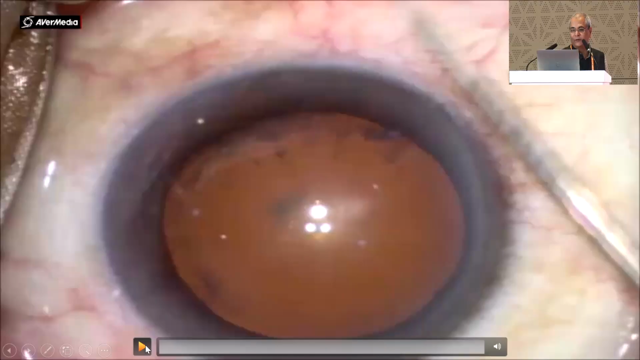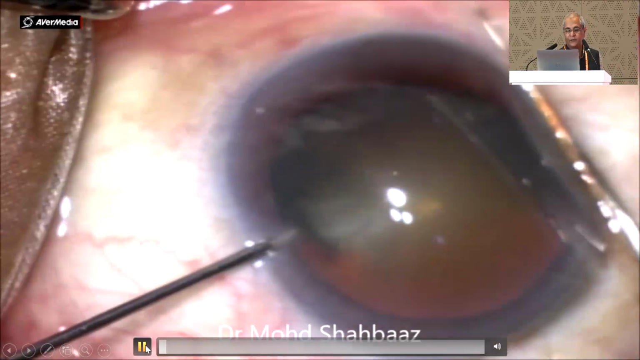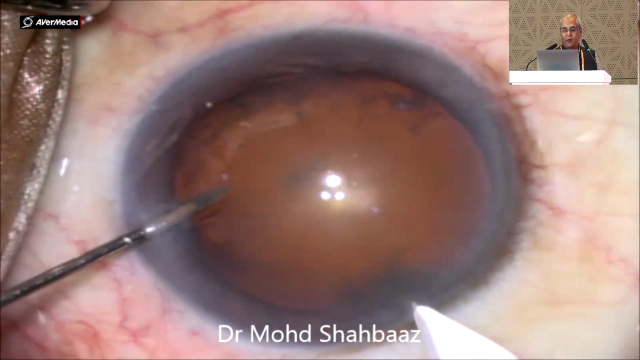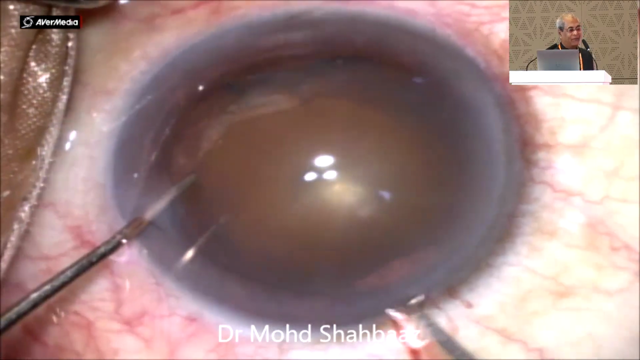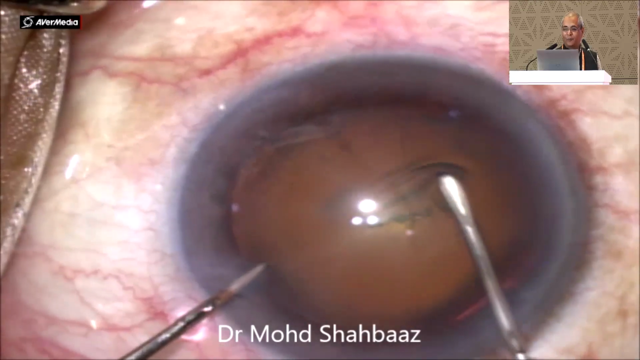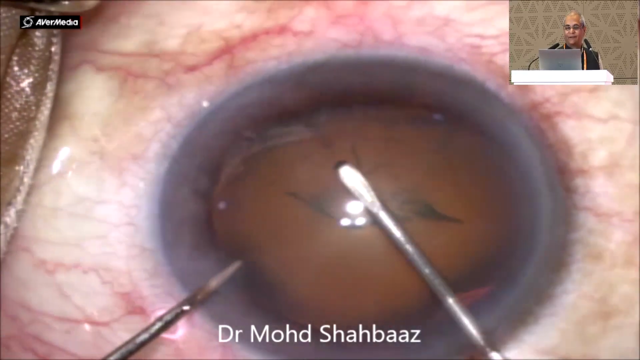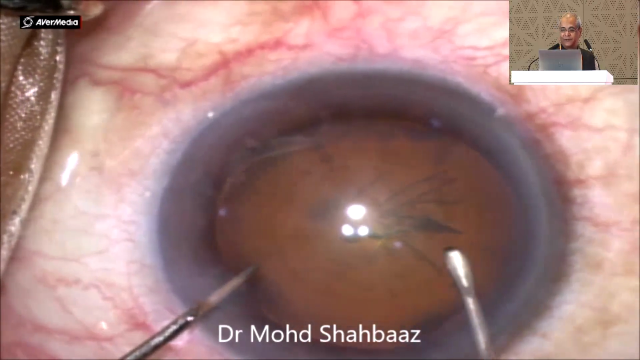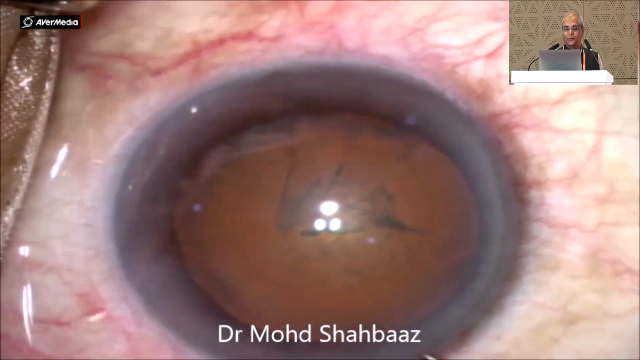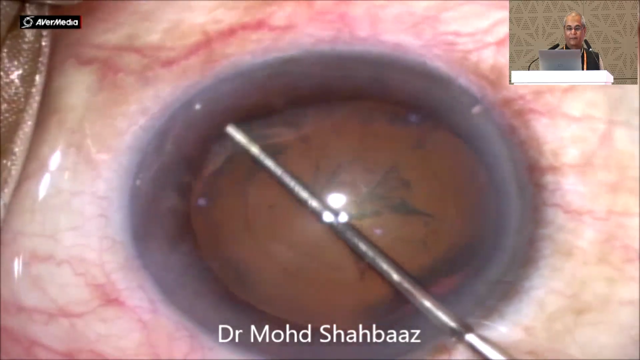This is a small video just to show the centration of the lens. I, being a cornea surgeon, don't want to make too many ports, so I make only one port for the entry. And I don't do cortical aspiration, so I will remove everything in one go. So what is behind this? What I will do is separate the anterior capsule.